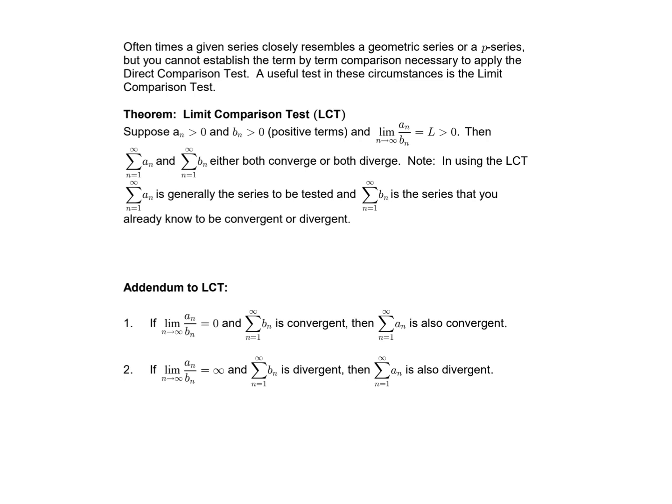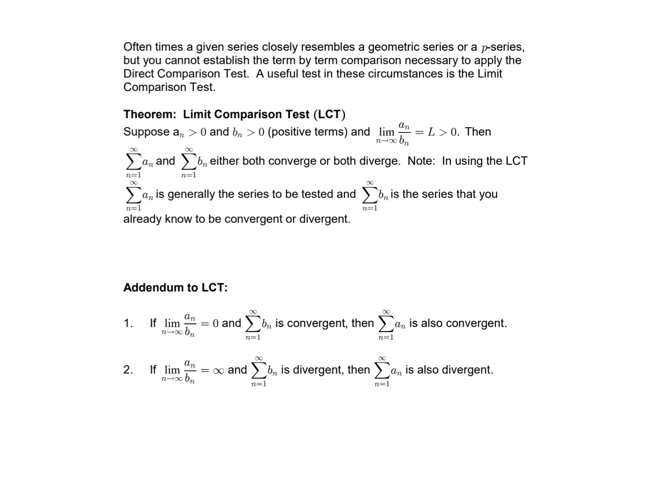So basically what it's saying is, if the summation of a sub n and the summation of b sub n are both positive numbers, then they both converge or both diverge. The summation of a sub n is generally the series to be tested, and the summation of b sub n is the series that you already know is convergent or divergent. So usually a sub n is the series that you're given, and b sub n is the one that you make up. It's the known series that you know either converges or diverges.